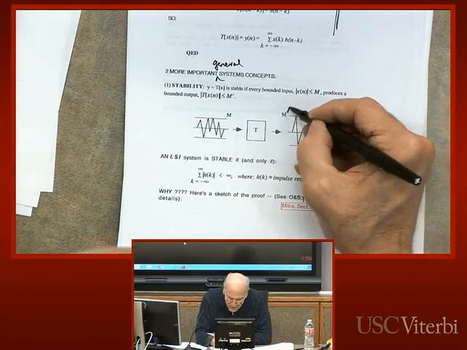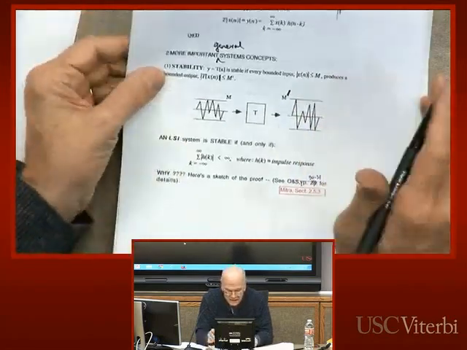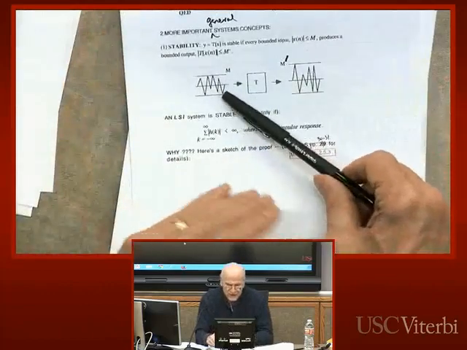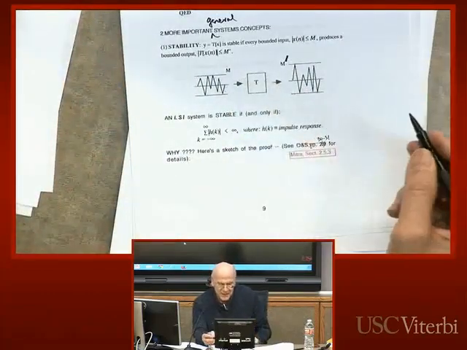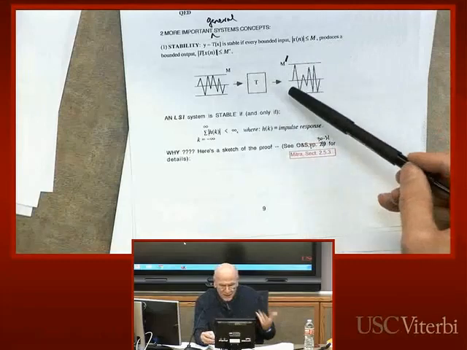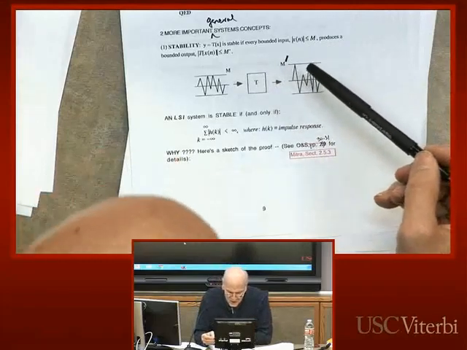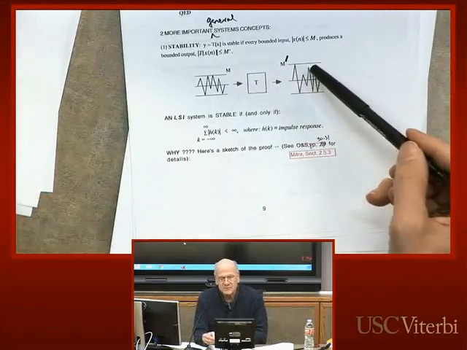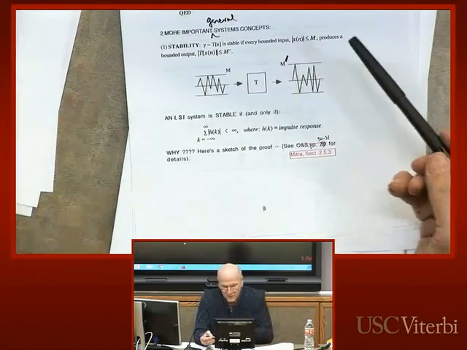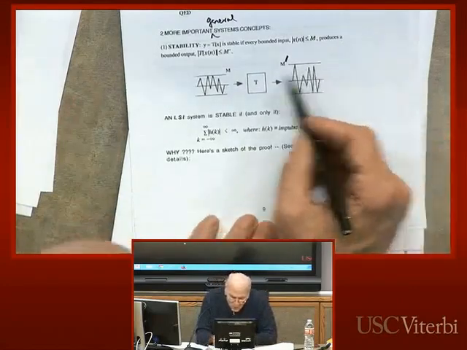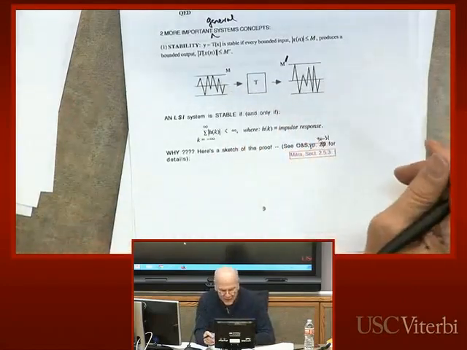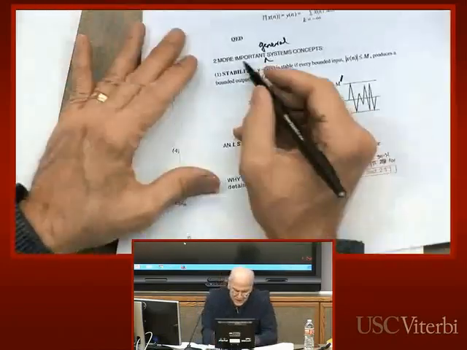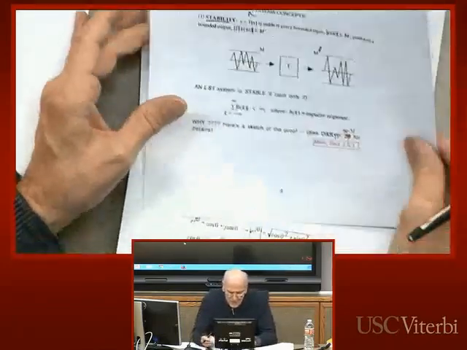Okay, this should be a prime. You can't hardly see that. So if I have an input that's bounded, gets no larger than plus or minus M, then the output, if it's a stable system, will get no larger than maybe some M prime. M and M prime don't have to be the same, but both input and output have to be bounded. So that's just general stability.